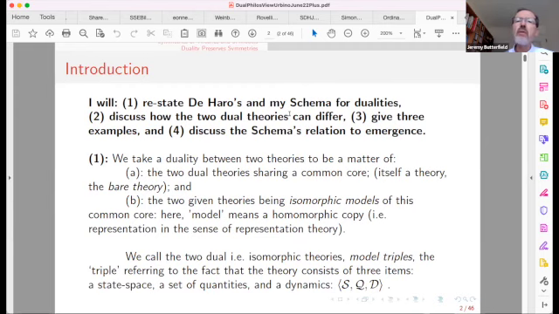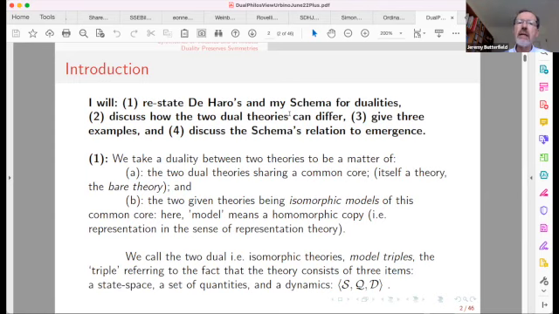I'd like to just remind you of how Sebastian and I think about dualities, what we call a schema for describing them. Then I want to discuss a philosophy topic about how 2 dual theories can differ. Then I want to give you 3 simple examples about that. And finally, I'd like to talk about emergence in relation to the schema, again, using those simple examples. And although emergence is a very controversial topic with many different meanings, I'll only really make a simple set of comments about it.